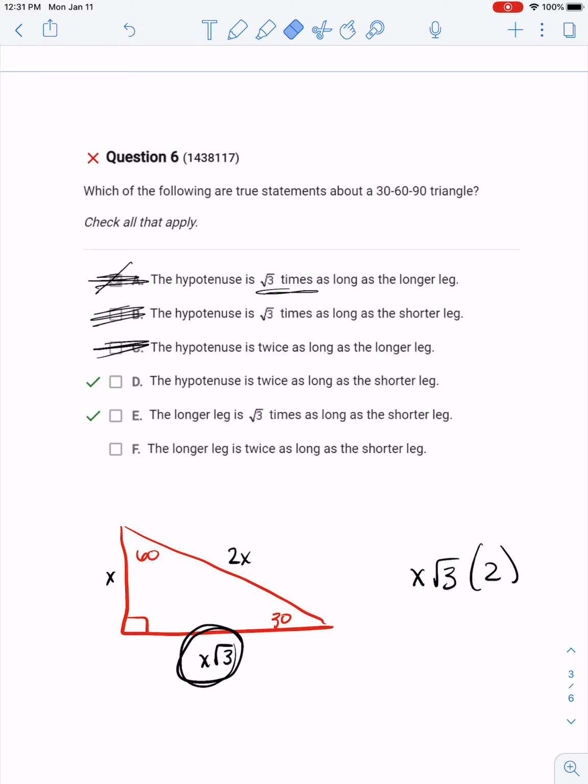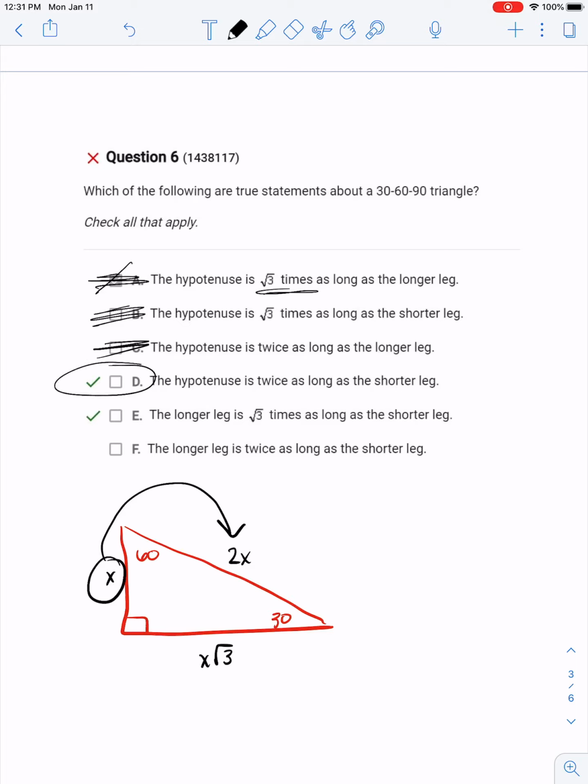Okay, let's erase this. The next one, the hypotenuse is twice as long as the shorter leg. So here's the shorter leg. If I multiply by 2, do I get the hypotenuse? Yes, finally that one does work. So the hypotenuse is twice as long as the shorter leg.